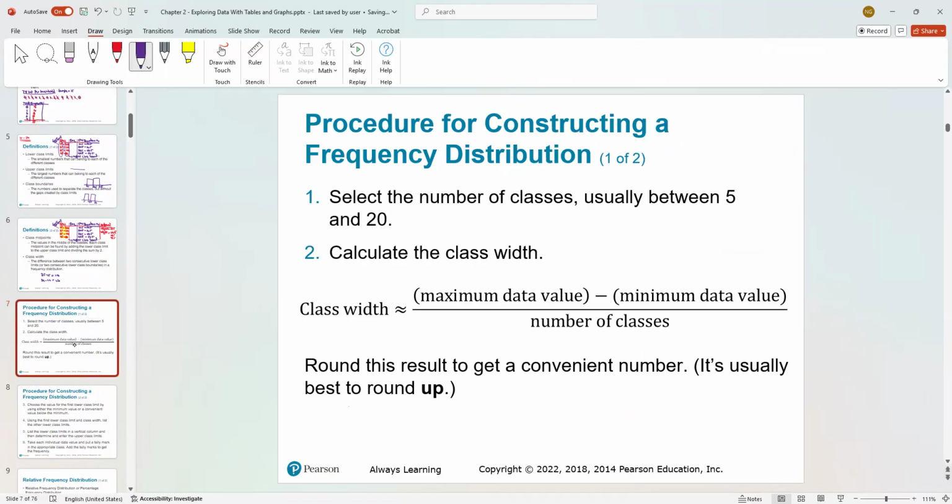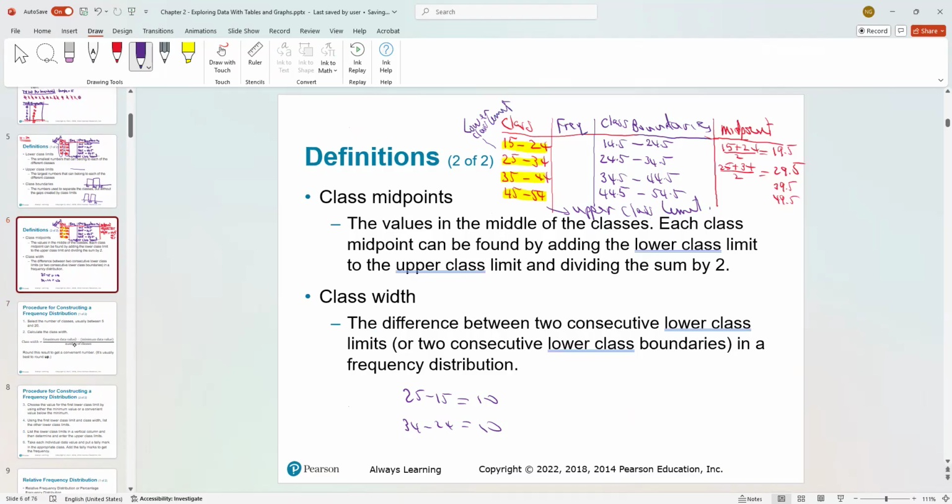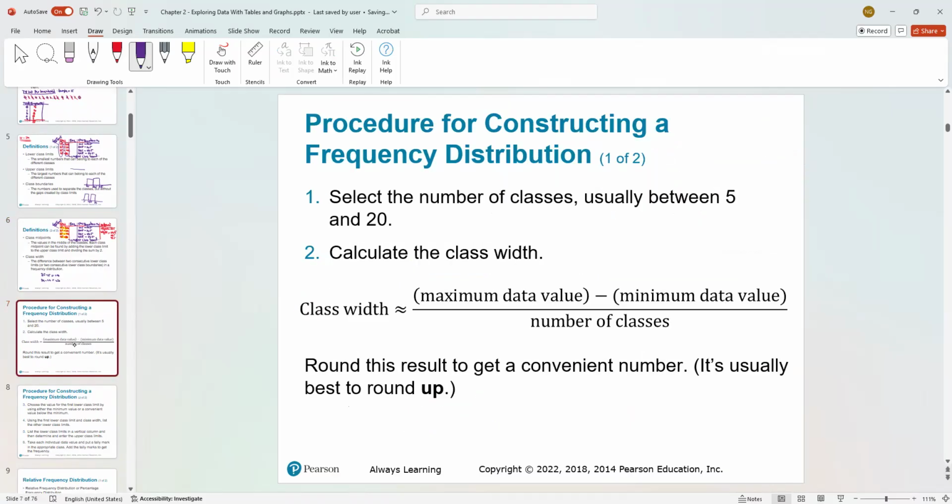How to proceed to construct, you see, because we said for the midpoint with the width, we said it is the difference between two consecutive lower class limits or two consecutive upper class limits in a frequency distribution. So that's what we do. Now, in the next slide, we're going to provide you with the procedure to construct a frequency distribution.